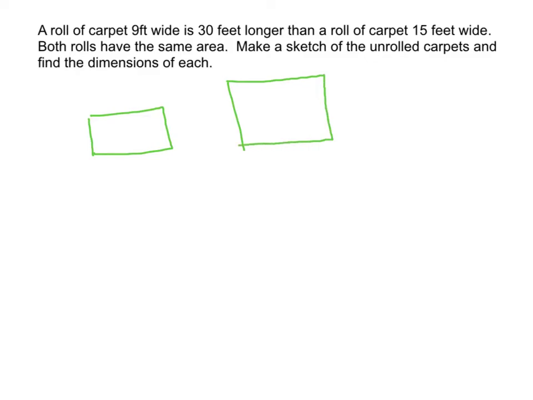So the first roll of carpet is 9 feet wide and is 30 feet longer than the roll of carpet that is 15 feet wide. So if the length is 30 feet longer, I'm going to do length plus 30, which would make this my original length. And this second carpet has a width of 15 feet. Now in this one it says both rolls have the same area.